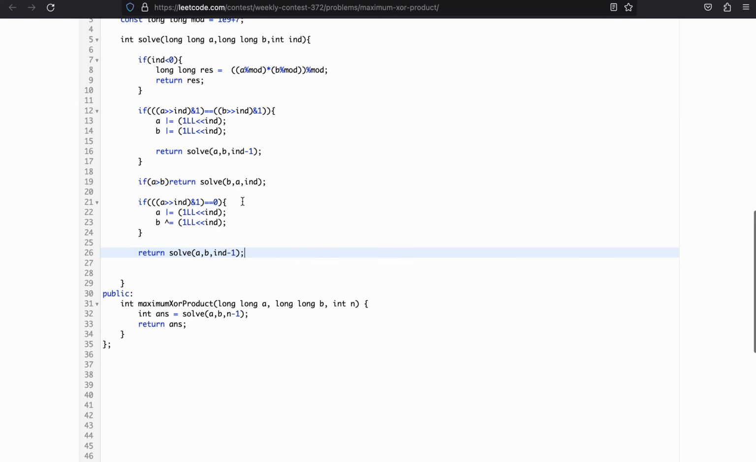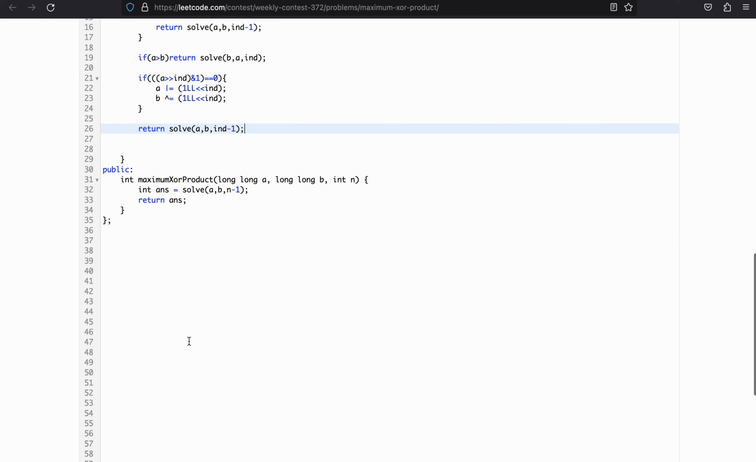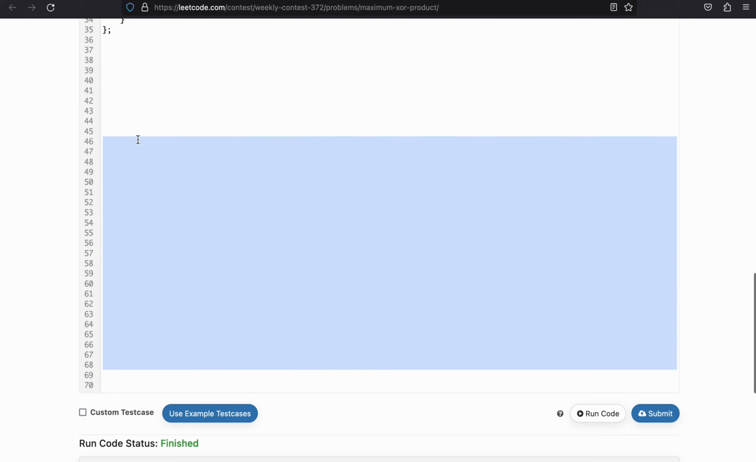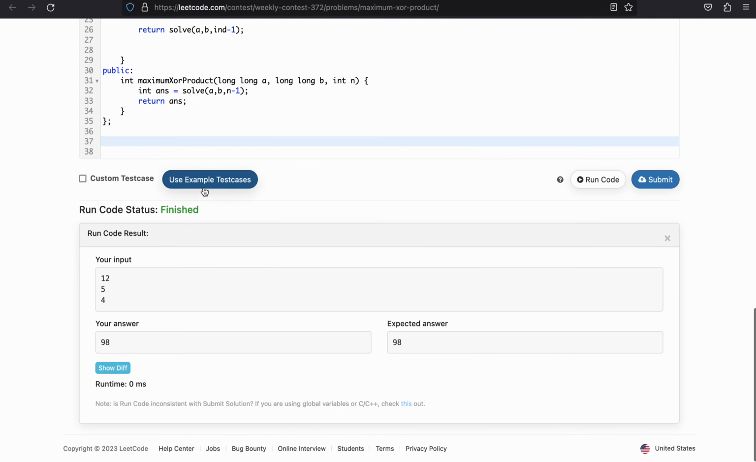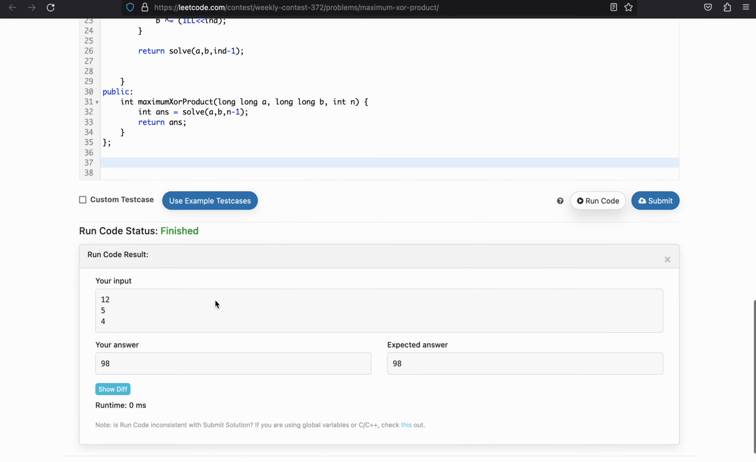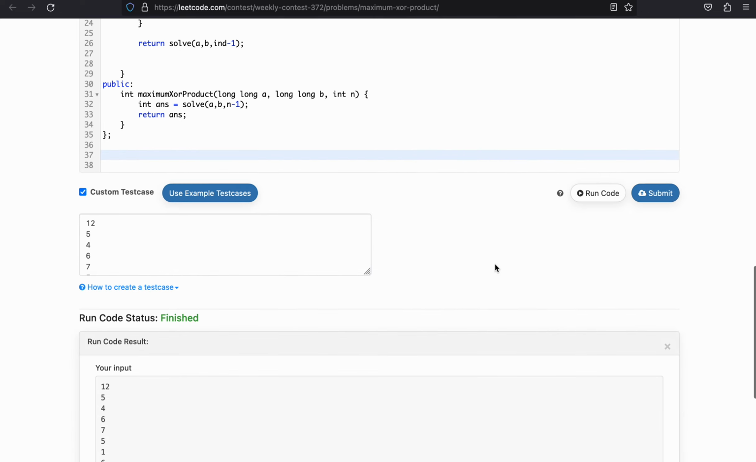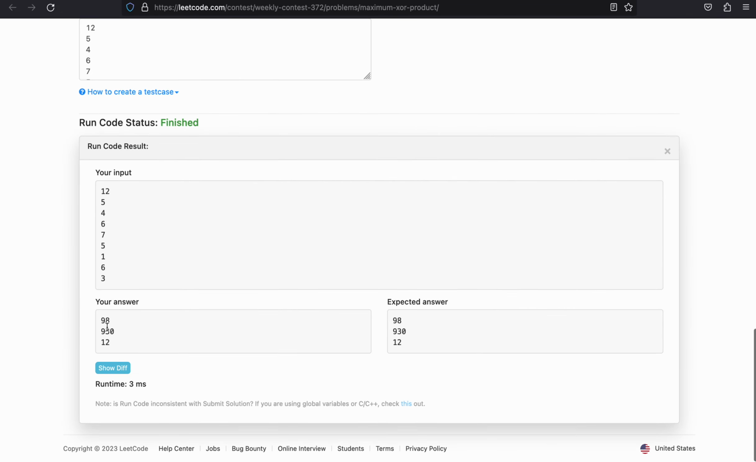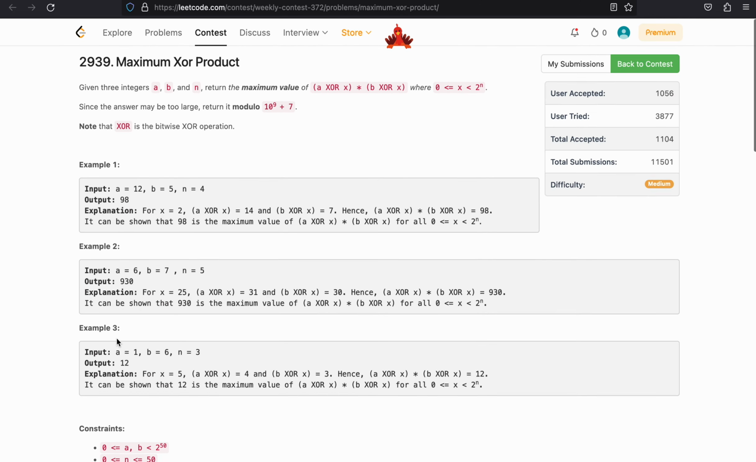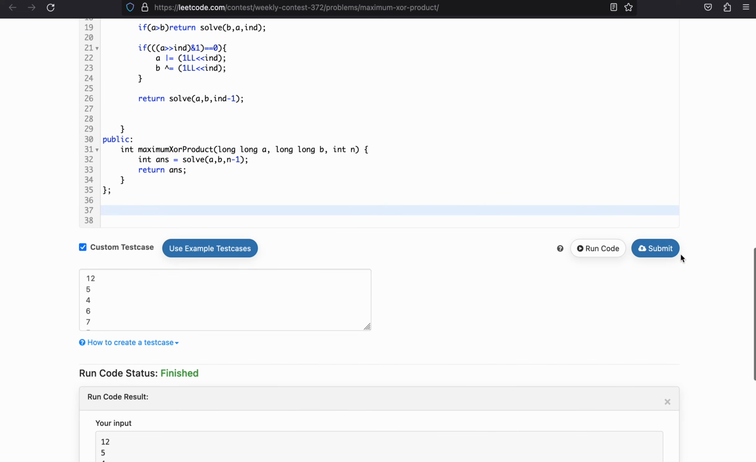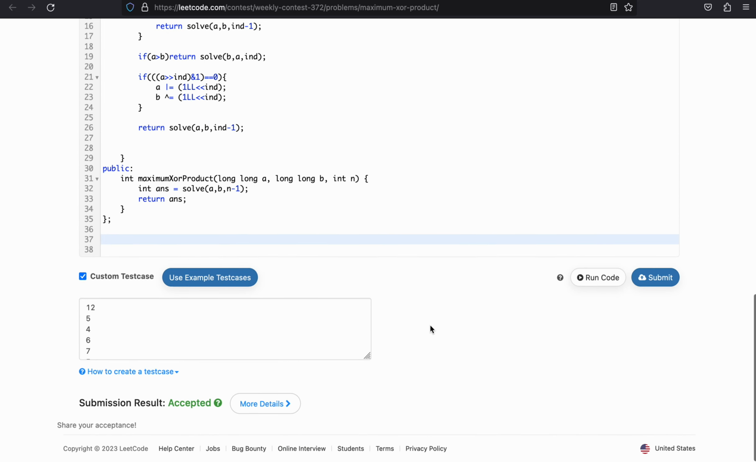So this is the simple solution. If we run the base solution, of course, this is the simple version. Yeah, correct. We get 98 and 930 12. So here it is giving 930 12. Yeah, correct. So we submit this solution. Yeah, accepted.